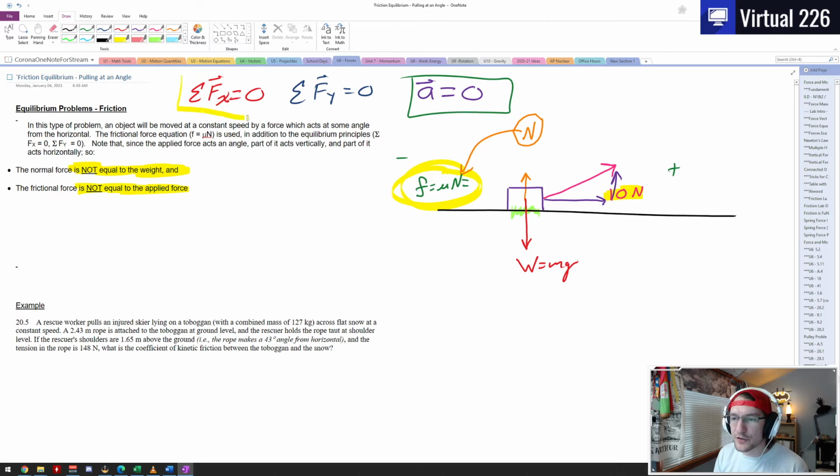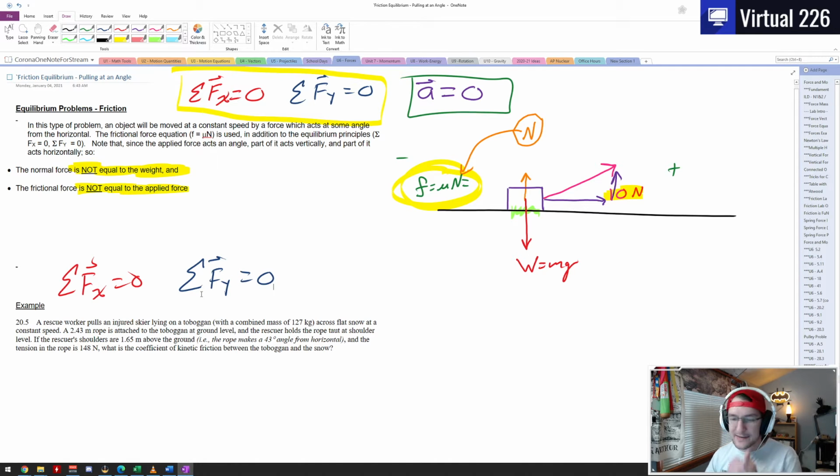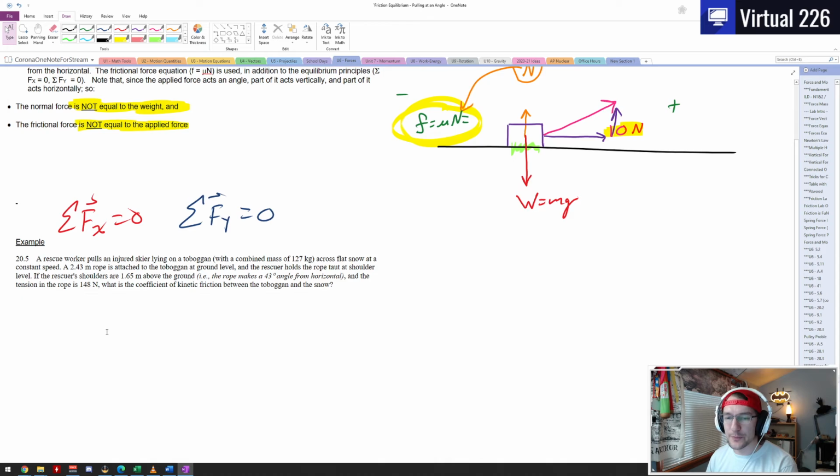We are still going to just use our equilibrium equations where we're summing forces in the x and y directions, but as we're starting to see, our free body diagrams are becoming a little bit more complicated. So let's use these two equations, the sum of force in the x direction equaling 0, and the sum of force in the y direction equaling 0, our equilibrium statements, in order to look at this example problem down below.